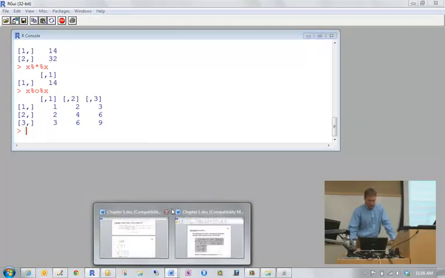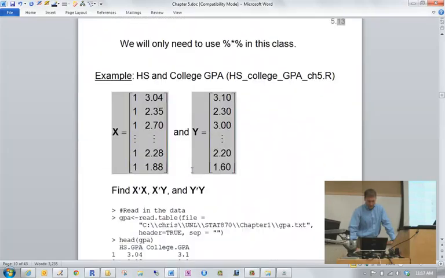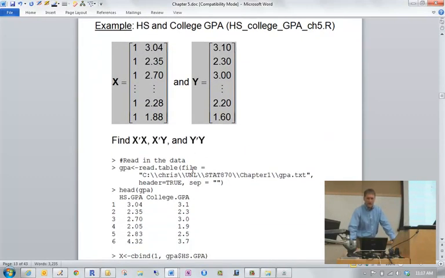Okay, page 13 then. So let's go back to the high school and college GPA data set and do some calculations like what we just did in terms of multiplying matrices. So if you remember with this particular data set, here's our X matrix. Notice how it has a leading column of 1s, and later today you'll see why that occurs. And we also have this vector Y.